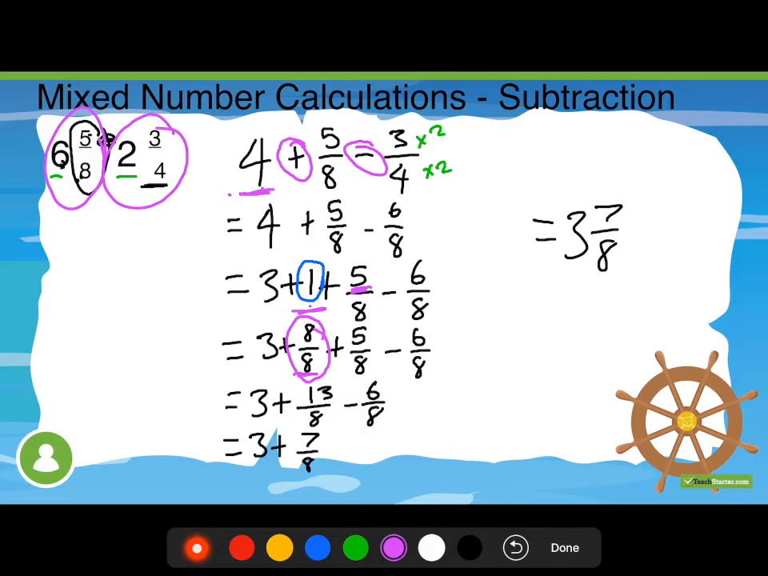If you're confused by that, please ask your teachers. But that is how we add and subtract fractions. So you must remember, always, always, always have to have the same denominator. Awesome.